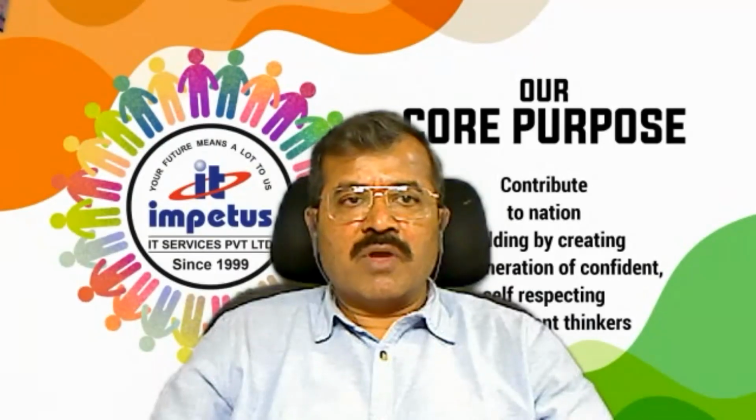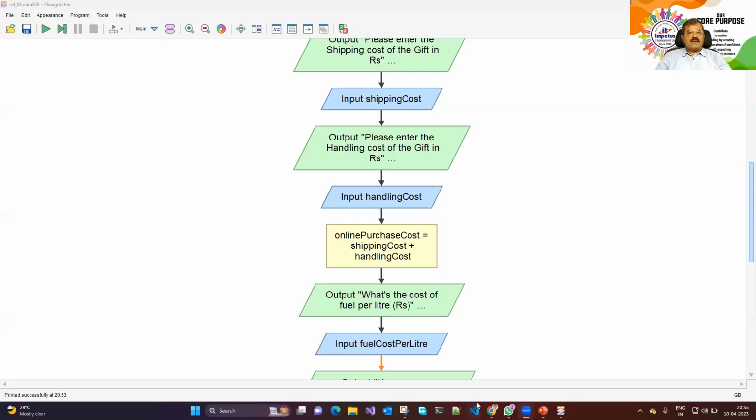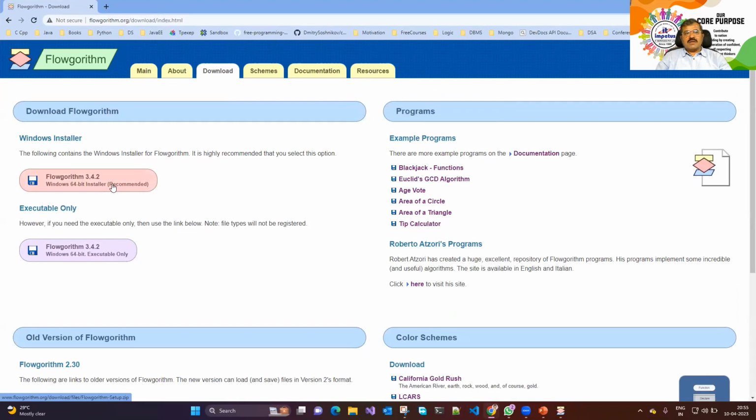If you want to install Flogorithm on your machine and use it, visit their site. Here we have an installer and here we have only an exe. This exe does not require installation. You can just double click on it and start. So you can download this exe if you don't want to install, and you can download the installer if you really want to install. That's your choice. Either place you can go ahead and download.